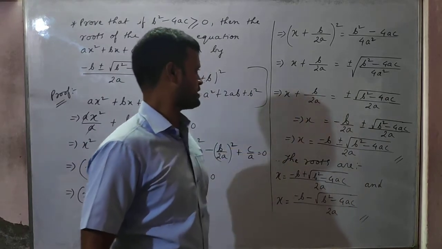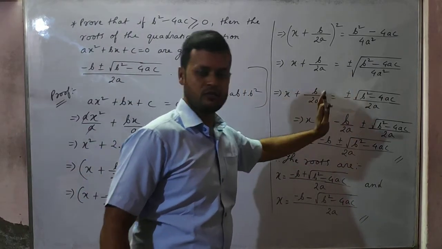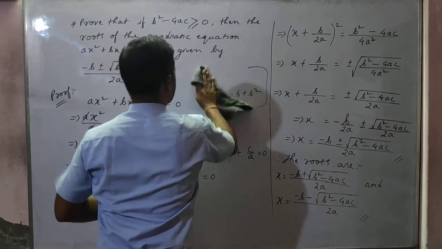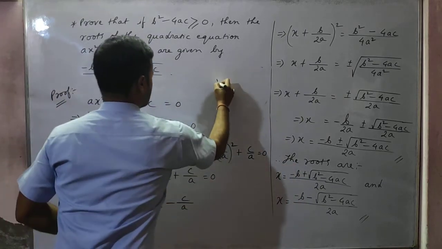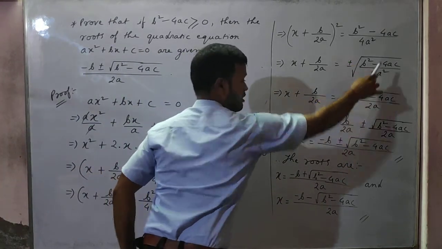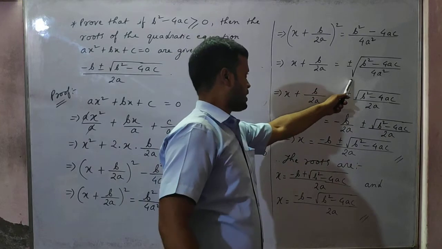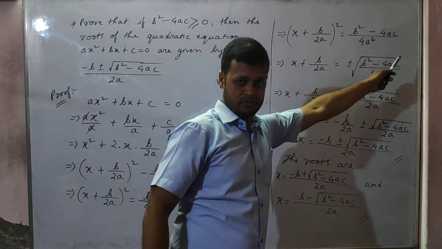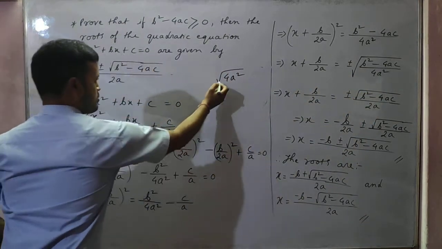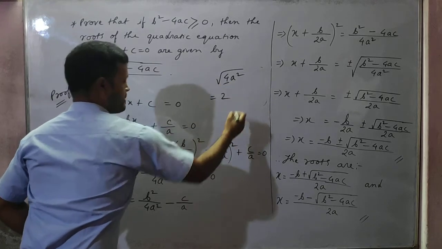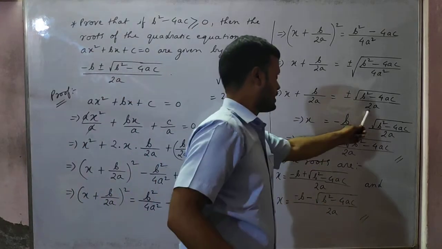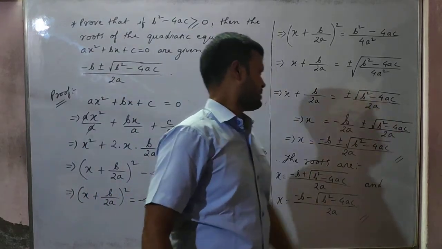So x plus b by twice a, and here the plus minus sign will stay. Root over 4a square: what will be the value of root over 4a square? Students, the square root below is also there. This big square root is for the numerator and the denominator also. Square root of 4 will become 2, and square root of a square will become a. So here I wrote 2a, and above the square root will stay: root over b square minus 4ac.